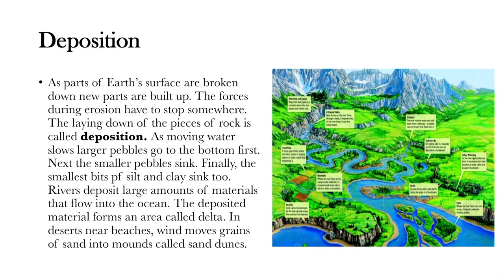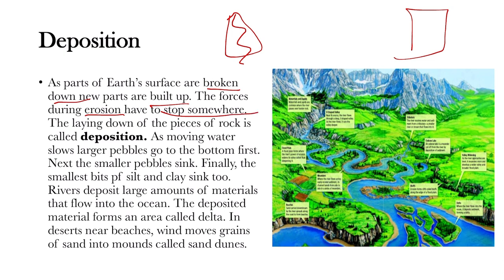Now let's go to deposition. Why? You'll see. On Earth's surface, once parts are broken down, obviously a new part must be built. Okay? And the forces during erosion have to stop somewhere else, obviously. They can't just go flying in the ocean forever. So this laying down of the pieces of rock is called deposition.